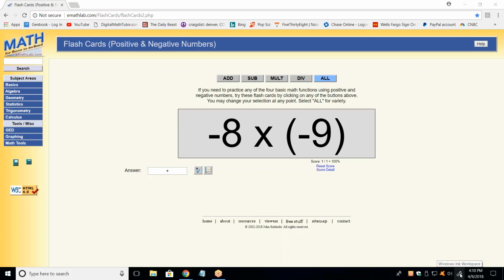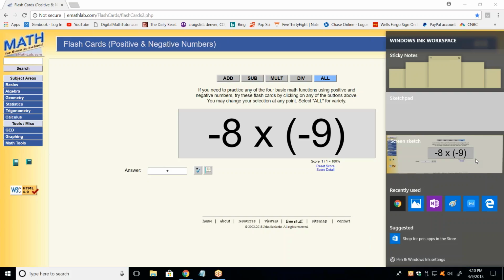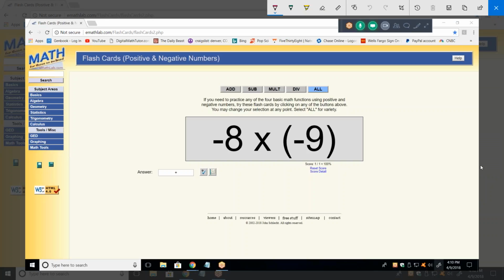Oh, here we go. I finally got it to work. Okay. Let me tell you a little trick. Very useful little trick. 2 times 9.